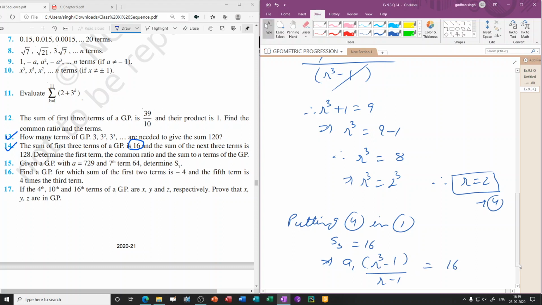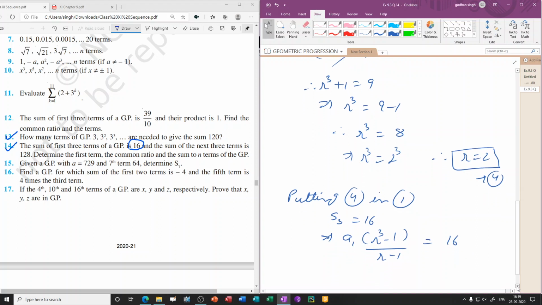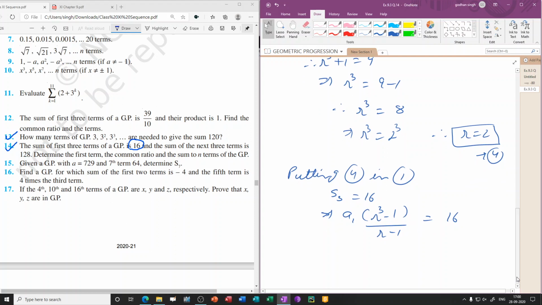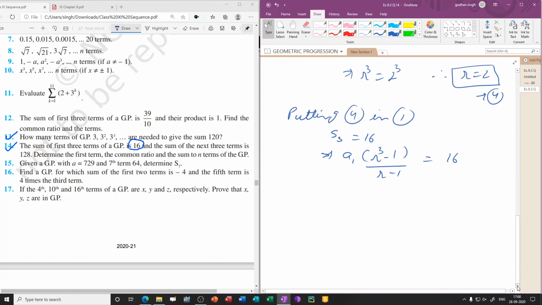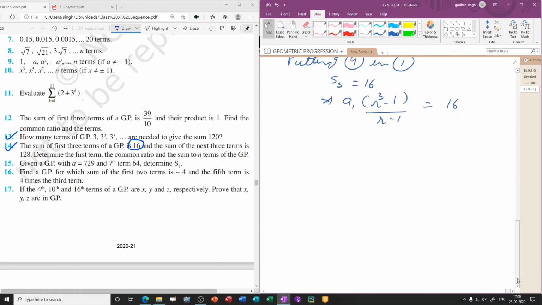And we already have the value of r from here, so on putting that we will be getting the value of A1. So it's not difficult at all. So A1 as it is, r we have already calculated earlier, if you remember that.